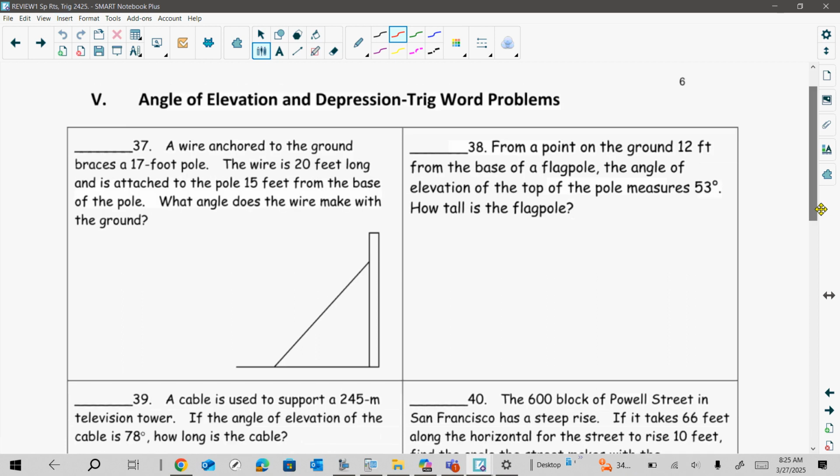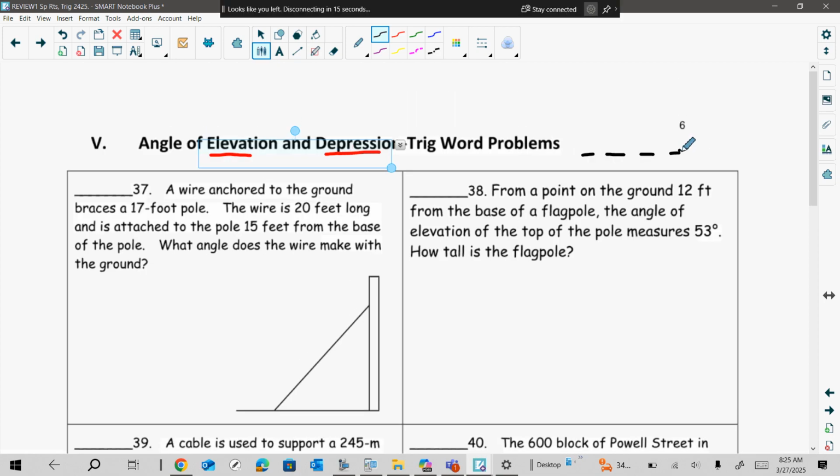In this section, elevation and depression, I just want to recap some facts you might want to remind yourself of. First of all, these angles have to be made with a horizontal line. So if you have a horizontal line, and I'm just going to draw an example up here, and you have your line of sight, elevation is above the horizontal line. So I'm just going to put an E for elevation. Depression is below the horizontal line.